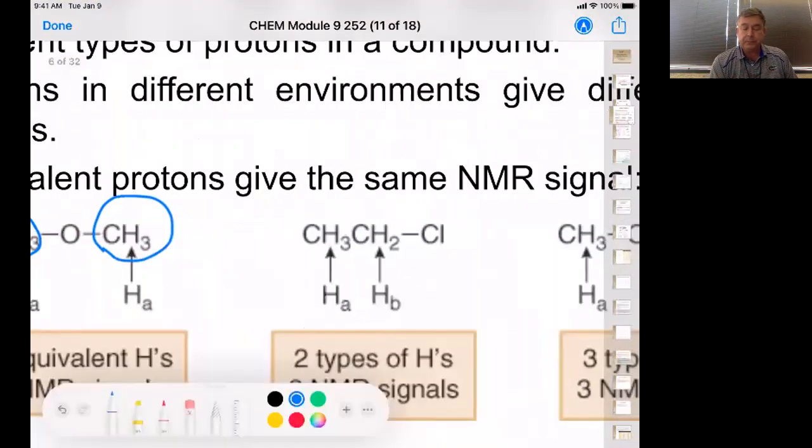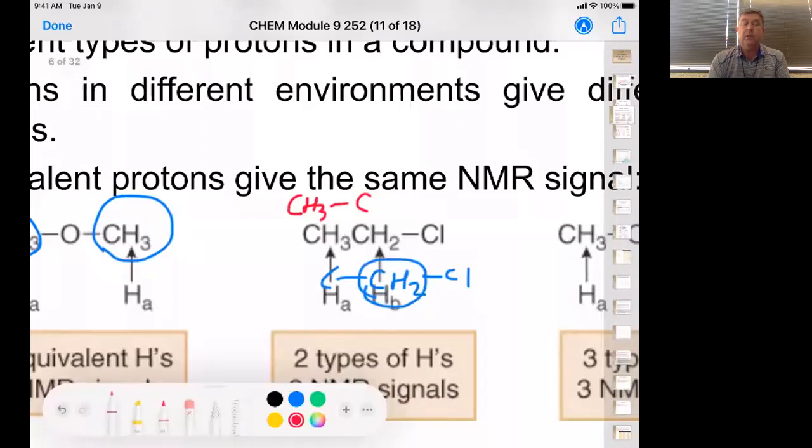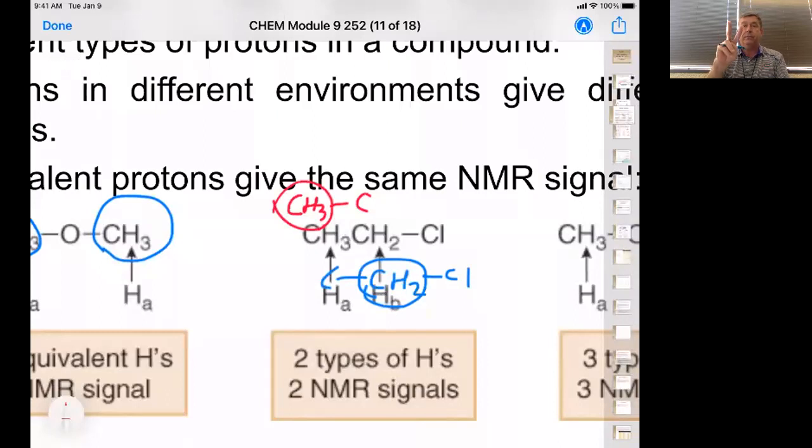Now, let me show you something that's not equivalent so you get the hang of it here. In this case here, we have a CH3 that's bonded to a carbon, okay? But let's look at this one here. We have a CH2, okay, that's already different. And then it's bonded to a chlorine on one side and a carbon on the other, okay? So these two hydrogens are not equivalent to these three hydrogens. So we should have two peaks, because both of these hydrogens are equivalent to each other, but they're not equivalent to the CH3. Those three hydrogens on the CH3 are equivalent to each other, but they're not equivalent to the CH2s. So we get two signals.